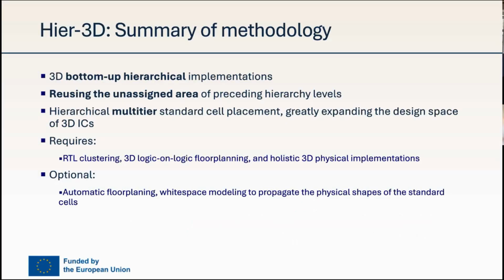So summarizing, you see that fundamentally what we are using is a bottom-up hierarchical implementation approach, where we are reusing the assigned area that we have reserved so that we can minimize our constraints. We are working fundamentally in a multi-tier approach, and because of this ping-pong approach between the different tiers, we can in fact place cells in both dies. This greatly expands the possibilities for 3D design and also the design exploration.